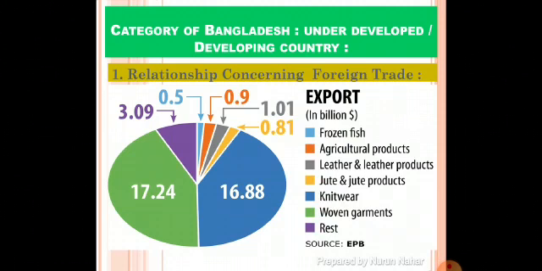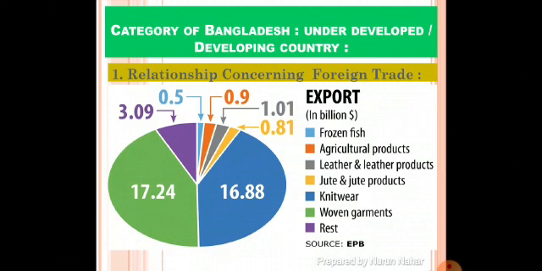In this pie chart, you can see the main exported goods of our country and what percentage comes from exporting those products. In the first position, it is frozen fish. Second position, that is frozen fish, 16.88%.